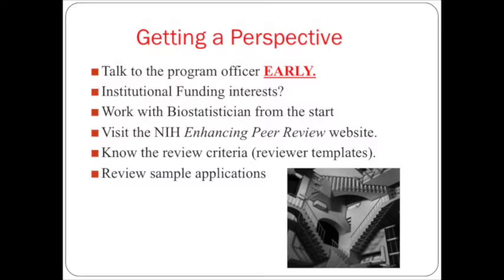So contact your program officer as early as you can. I talked to Ralph, and 2 years later, we had the grant. 2 years later. Because he realized what we were doing. You educate them as to what you're doing.